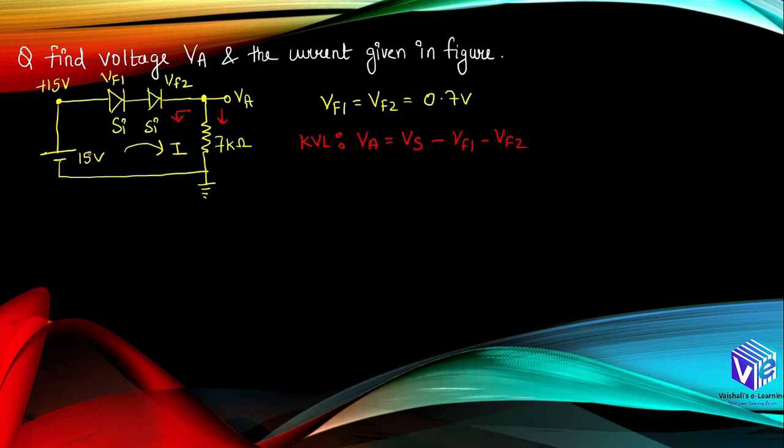So we have VS minus VF1 minus VF2, right? Because the negative terminal here is first, so we will be taking the negative sign while calculating the VF1 and VF2, right? So now VS is given 15 volt, minus VF1 which is 0.7, minus VF2 which is 0.7 volt. So when I calculated it, VA will be coming out to be equal to 13.6 volt. So VA was very simply calculated, and very easily we can find out VA.